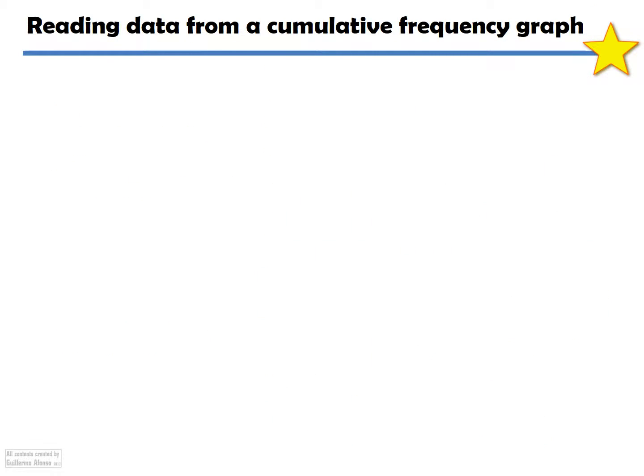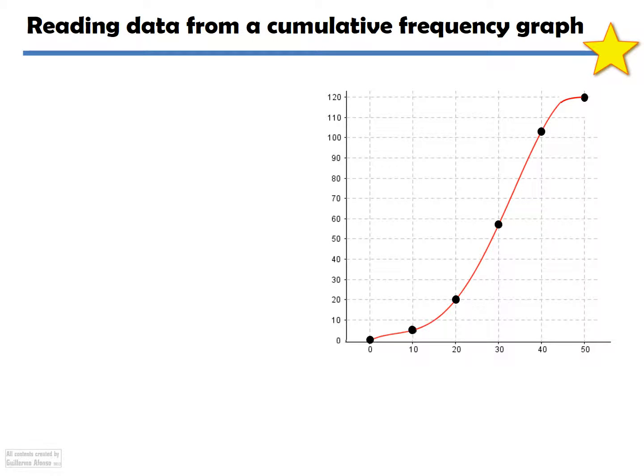Here's another important skill you need to learn about cumulative frequency graphs. Here's an example. A very typical thing is that they ask you to estimate the median. You see there's 120 elements. That means that the value in the middle, if I put them all in order, is going to be around position 60. This is an estimation of the median, very important.